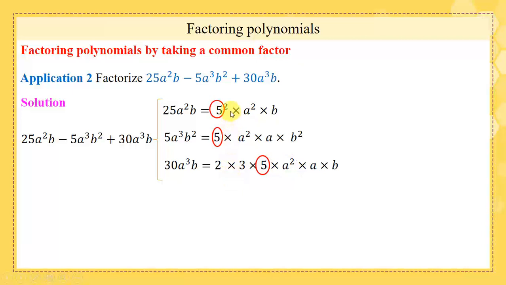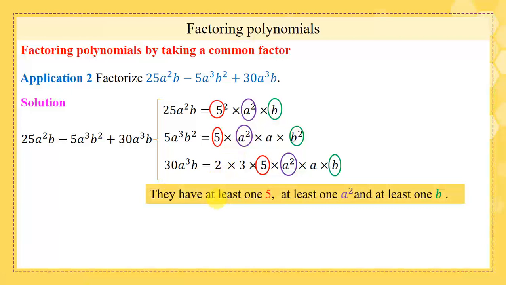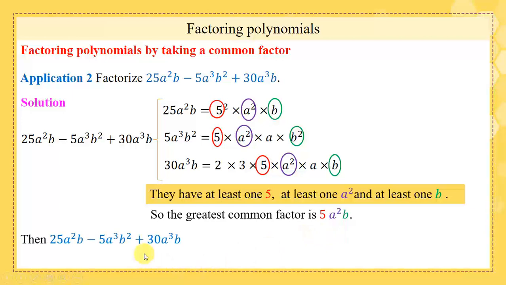Now, 5 is a common factor among coefficients, and a squared b is the common factor among variables. So the common factor is 5a squared b. Now 25a squared b minus 5a cubed b squared plus 30a cubed b has a common factor 5a squared b. Just as we have done in the previous examples, we divide each monomial by the common factor to get 5 minus ab plus 6a.